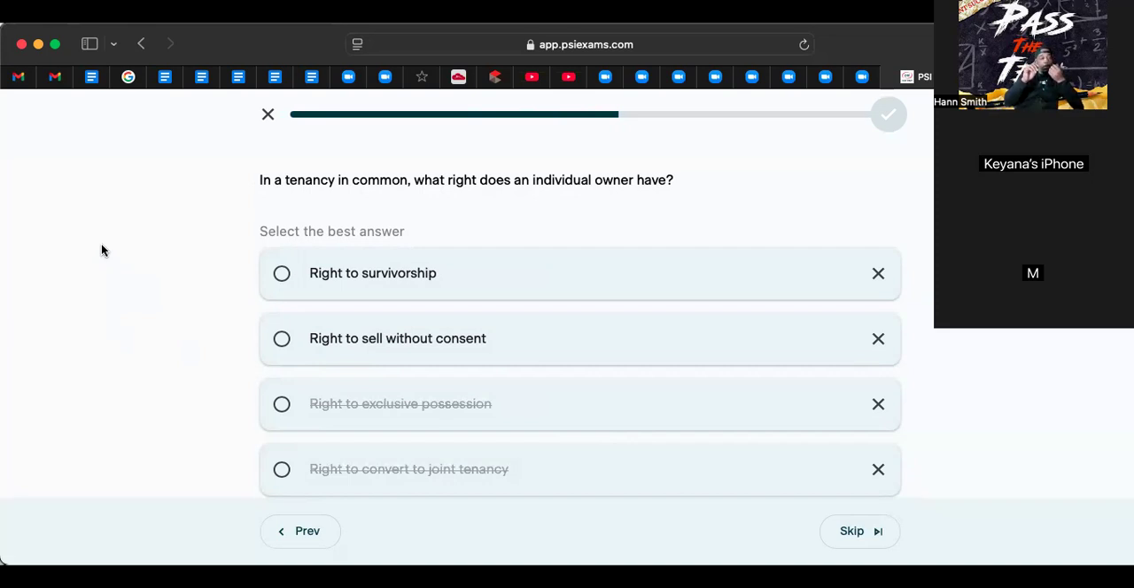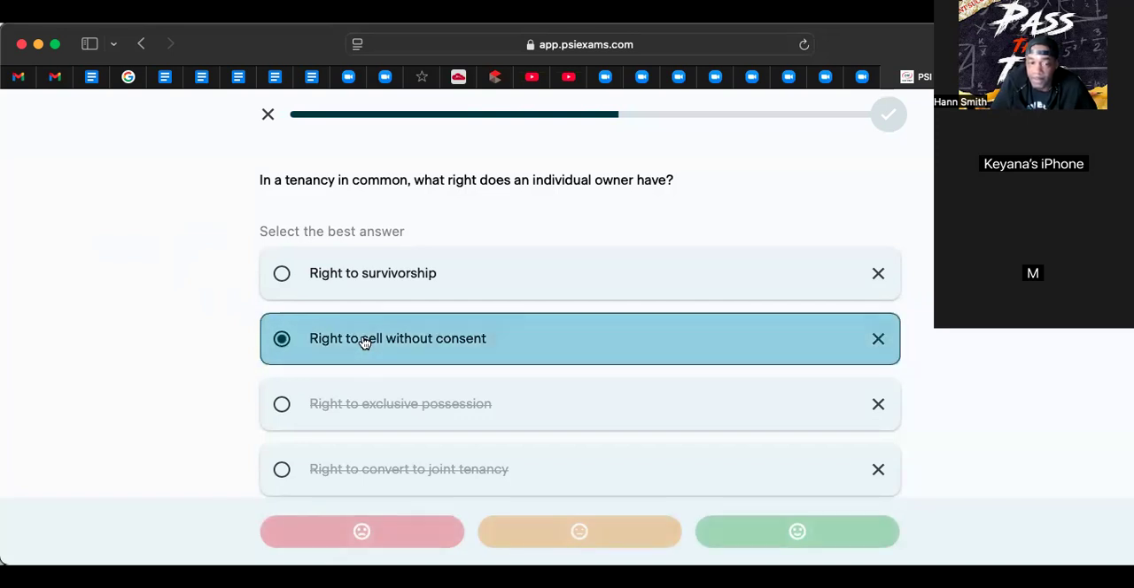Tenancy in common. I'm gonna go with B or 2 because I think it says no survivorship on tenancy in common. Right. And do you agree with that, Kiana? Yes, I do. Right to sell without consent. Well, right to survivorship and right to sell without consent are kind of different. Right to survivorship is if somebody passes. Right to sell without consent is just saying, hey, I want up out of this tenancy in common, and I don't have to get anybody's permission.